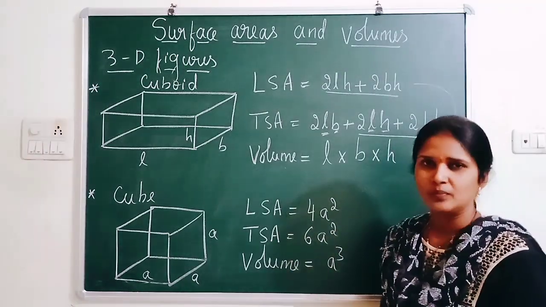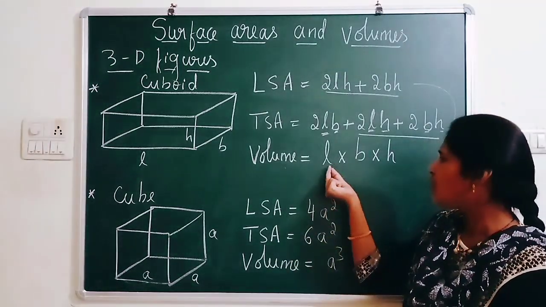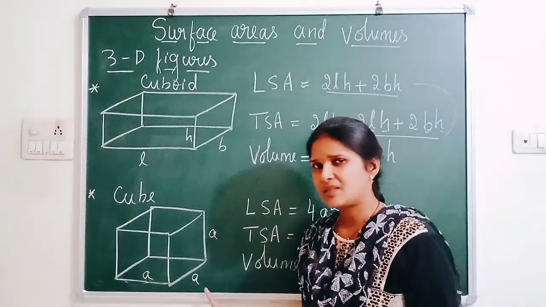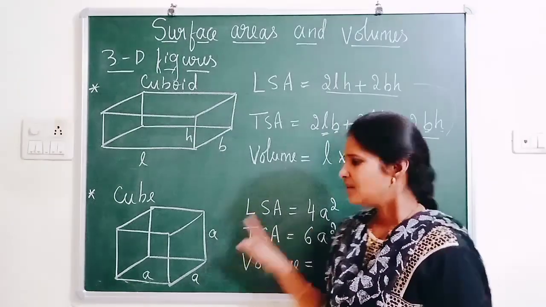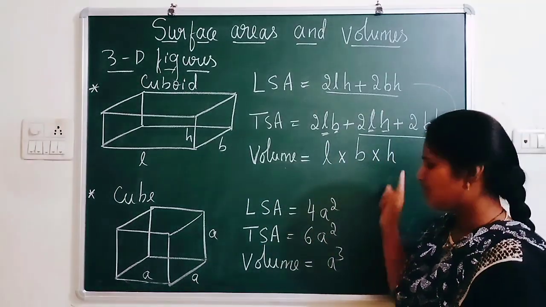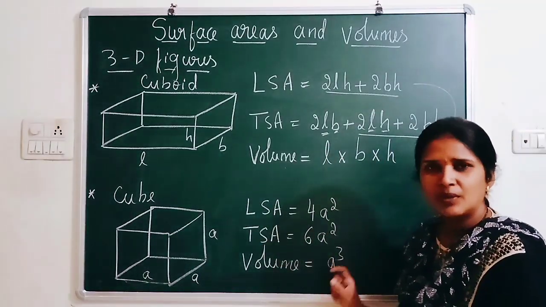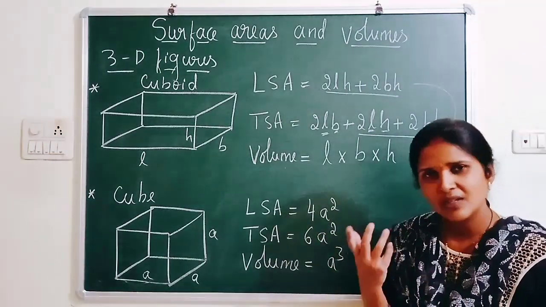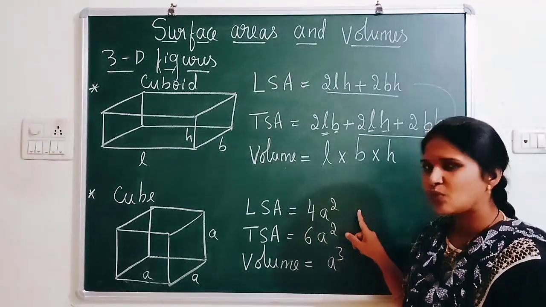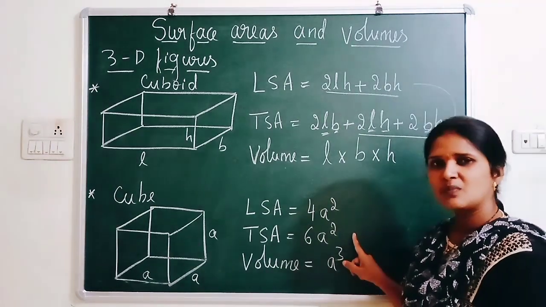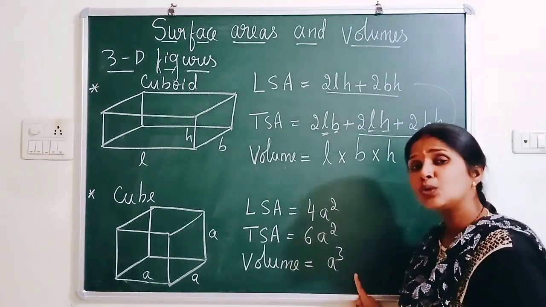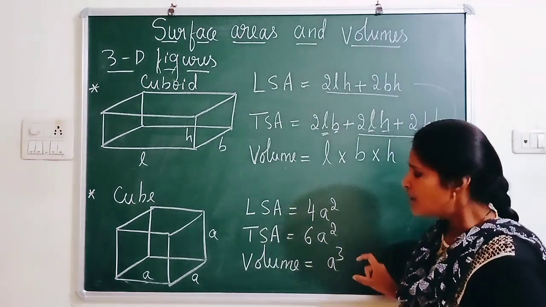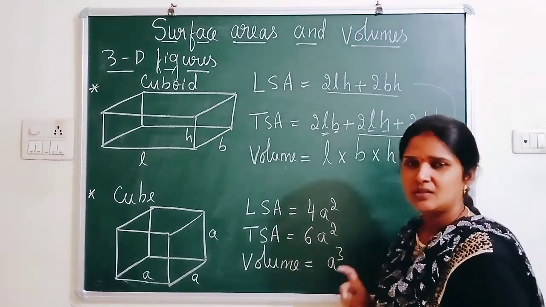Next, volume of cube. What is volume of cube? We know volume of cuboid is L into B into H. Here L, B and H are all the same, equal to what? A. Therefore, A into A into A becomes A cube. So remember, unit is very important. When length, breadth and height are given in centimeters, this becomes square centimeter, this also becomes square centimeter and this becomes cubic centimeter. So always for area it is square units, for volume it is cubic units.